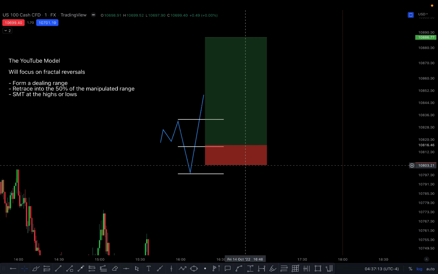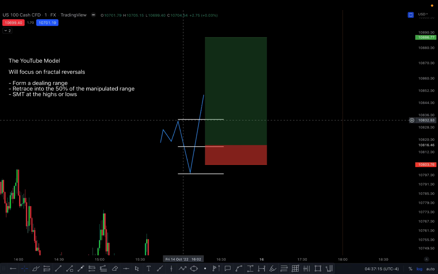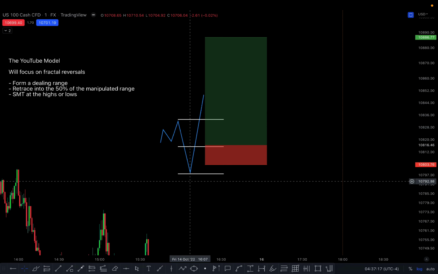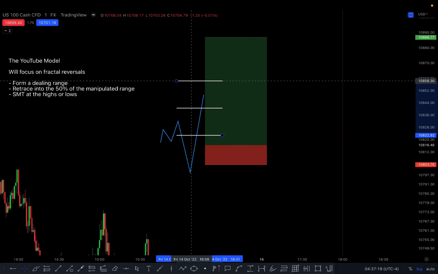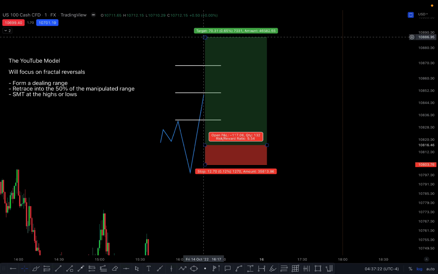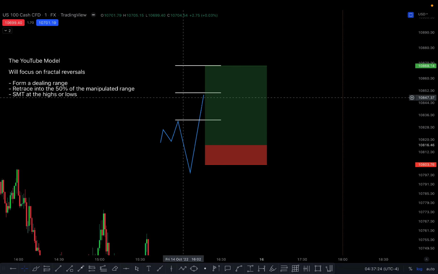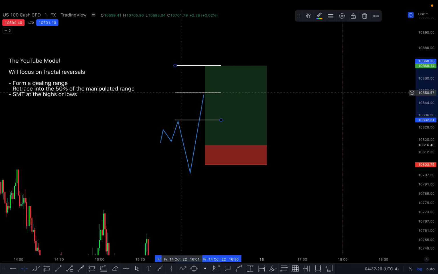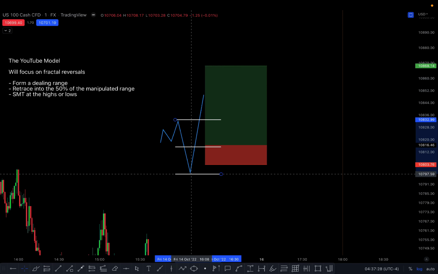The take profit is going to be one standard deviation of this manipulated range. As ICT would call it, that's your measured move here. That's your take profit. One and done. That's your take profit.